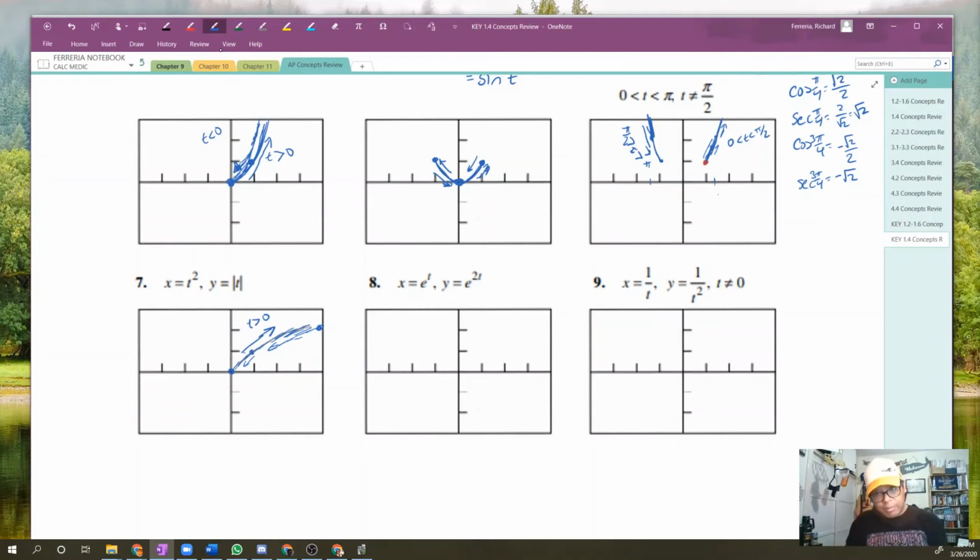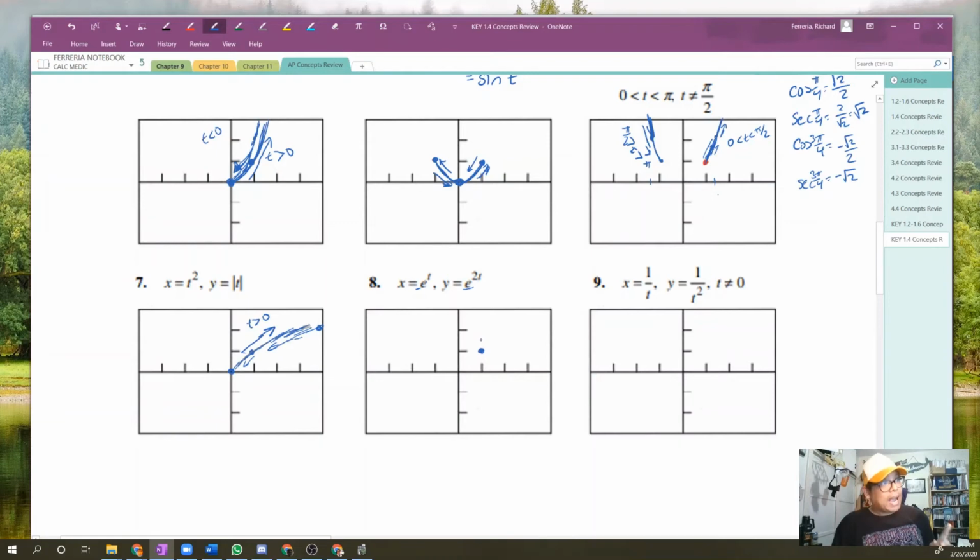This one looks like it's going to be challenging. You've got e to the t and e to the 2t. I can see the square there, right? You can see the square. So what happens when t equals 0? Well, when t equals 0, e to the 0 is 1, and e to the 2 times 0 is also 1. So we get this curve right here.